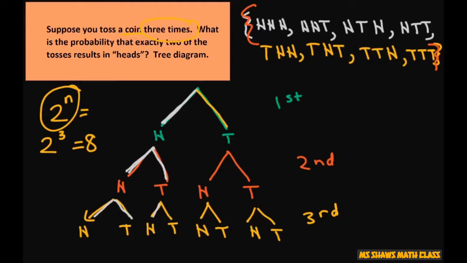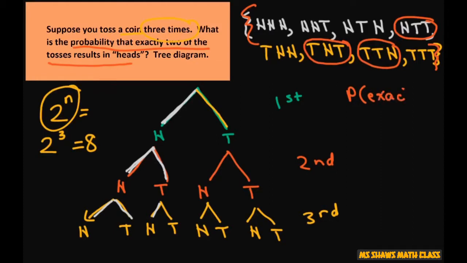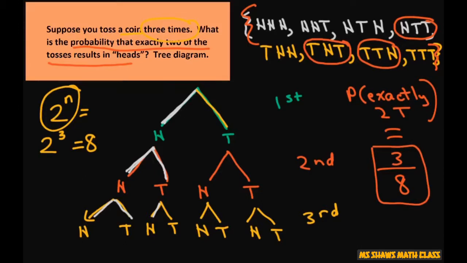So now let's answer the question. What is the probability that exactly 2 of the tosses result in heads? So let's find 2 heads. Here's one. Here's one. Here's one. It has to be exactly 2 heads. So the probability of exactly 2 heads is 3 divided by 8, because you put your total in the denominator. And that's it.